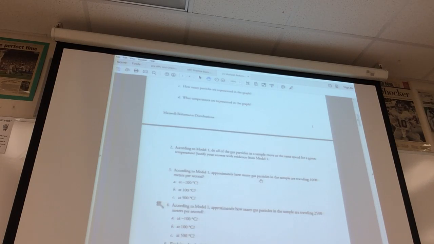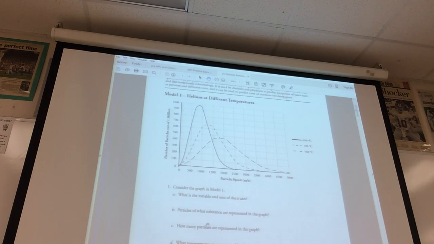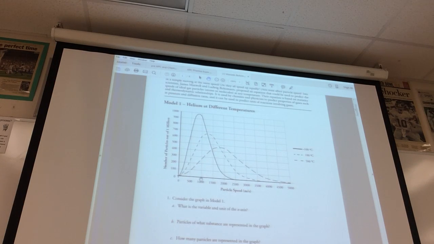So let's do one of these. According to Model 1, approximately how many gas particles in the sample are traveling at 1,000 meters per second for negative 100? So you would go up, 950 sounds good. And what about at 100 degrees Celsius? Fewer have that slower speed, right? And what about at 500 degrees Celsius? Almost like 270, something in the ballpark. It's not a perfect read.